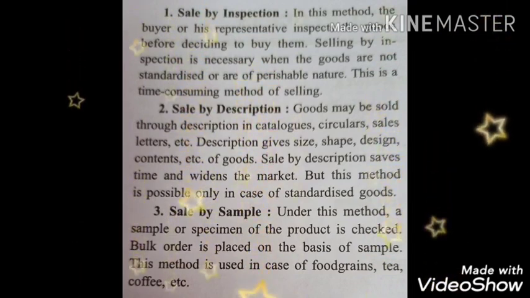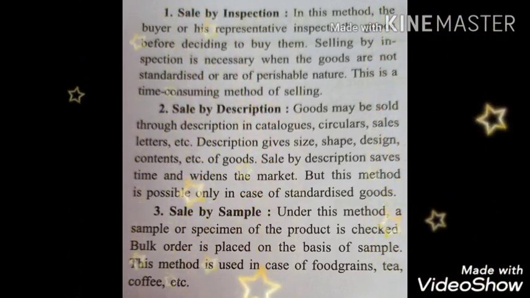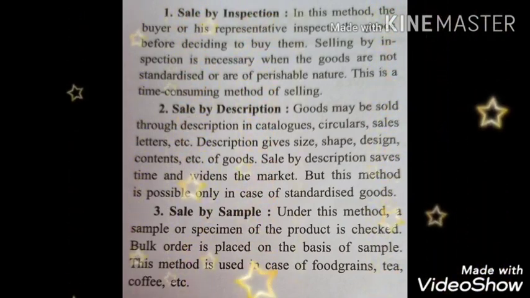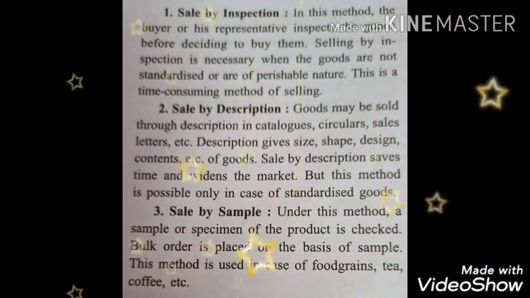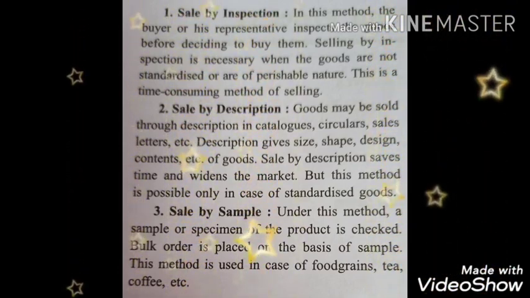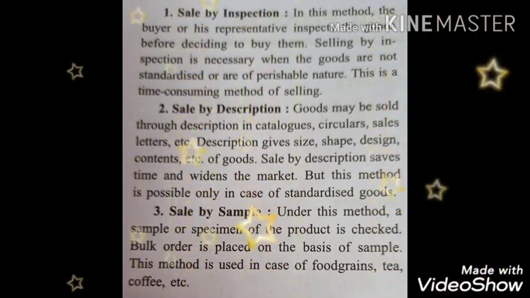So next is sell by sample. So what is sell by sample? Under this method, a sample or a specimen of the product is checked. Means a sample is given, a demo of the product, means suppose for each and every product a sample part is given over there. So we take the sample and we utilize it, and then we decide whether the product is good or bad.